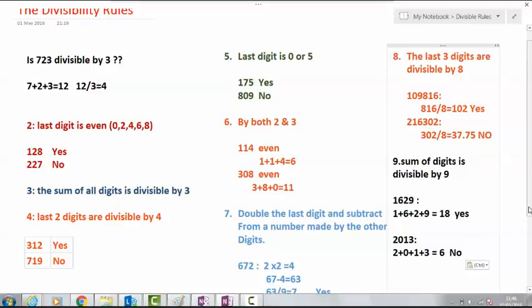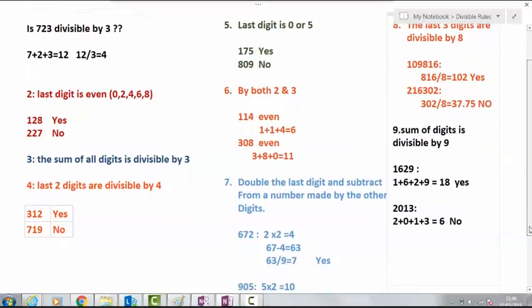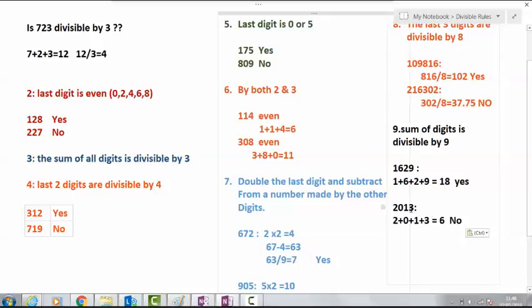Let's have another example. Can 2013 be divided by 9? 2 plus 0 plus 1 plus 3 is 6. And 6 can't be divided by 9. So 2013 can't be divided by 9.